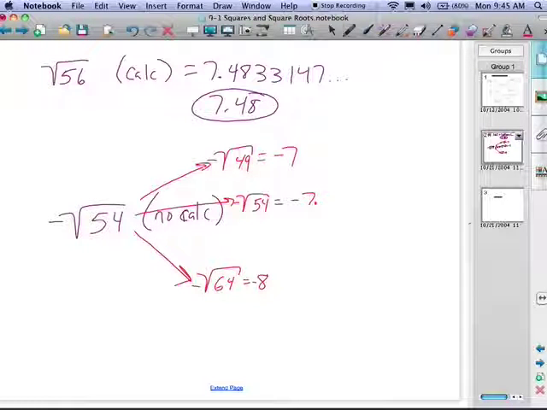Because 54 is closer to 49, we're going to use less than 0.5, because 0.5 gives us halfway between 49 and 64, and we know we're less than halfway. So we can call it 7.3. So the negative of the square root of 54 is negative 7.3. It's an approximation. It's not exact, but your answers need to be somewhat reasonable.